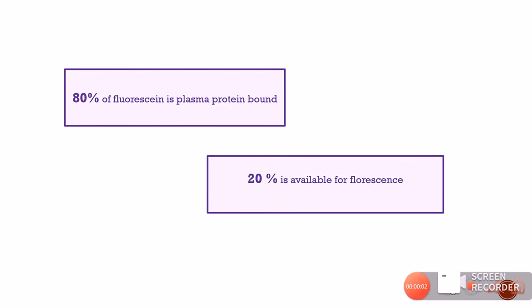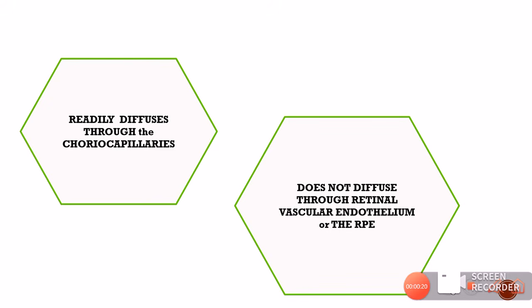One more point that we should remember regarding fluorescein is that about 80% of it is not available for fluorescence. It is going to remain inside the blood vessels, bound to the plasma proteins present there. Only 20% of what we inject will be available for fluorescence. The fluorescein will diffuse very readily through the choriocapillaries. However, it will not diffuse through the retinal vascular endothelium or the RPE.